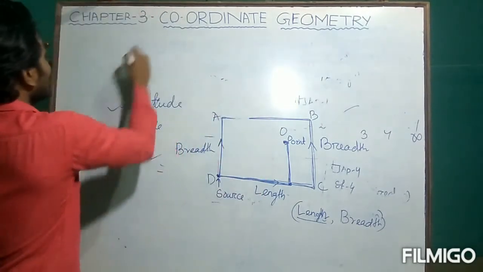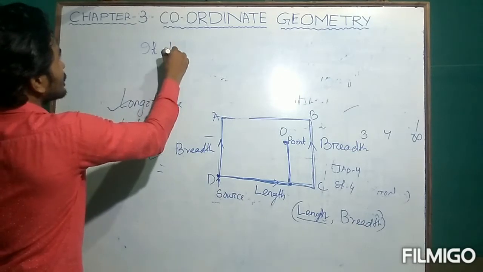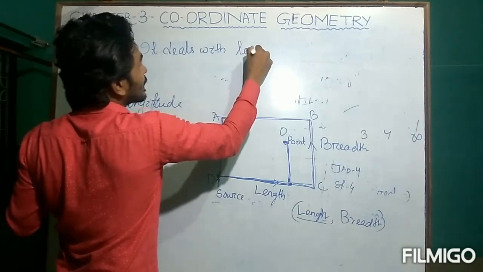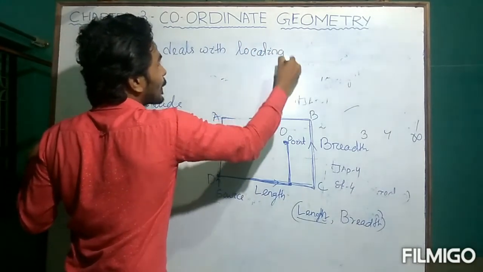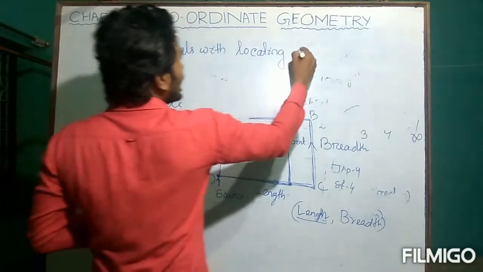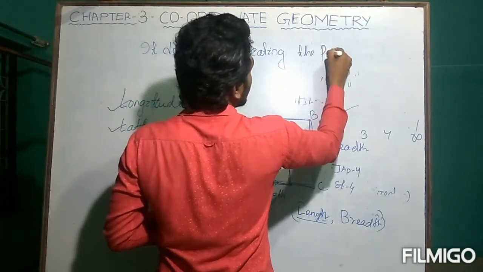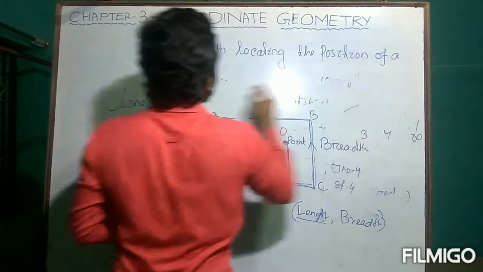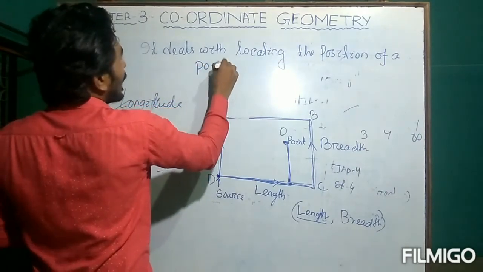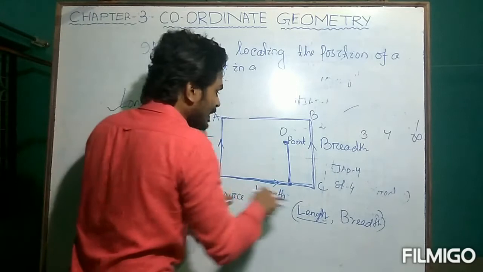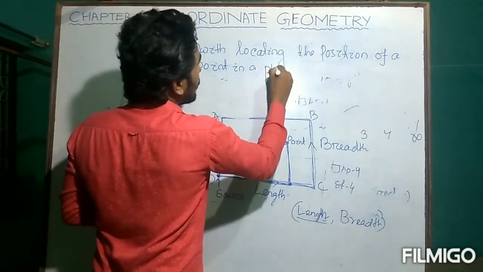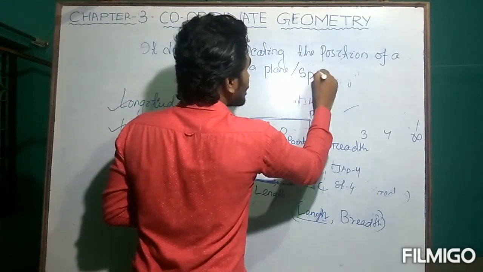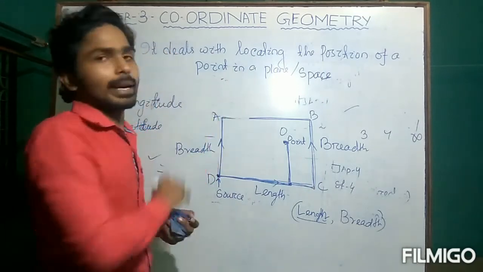Let's write. It deals with locating. Locating means identifying. Locating the position of a point in a plane, because this is a piece of paper. In a plane and or in a space. Space means what? And plane means what?